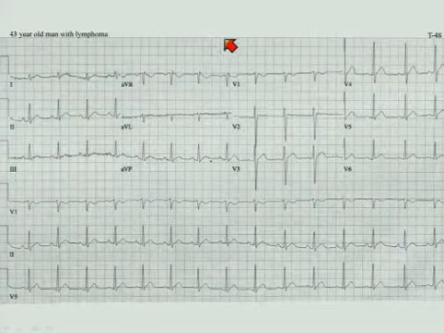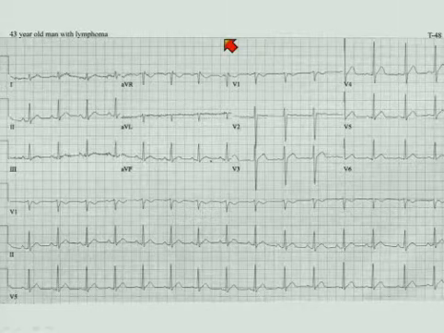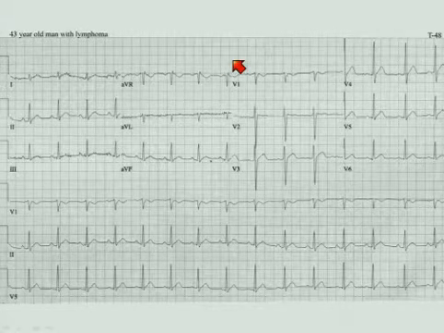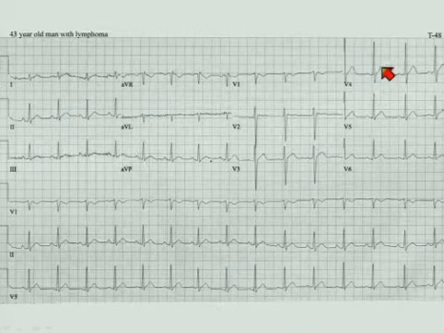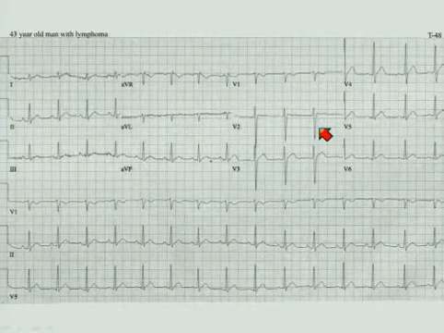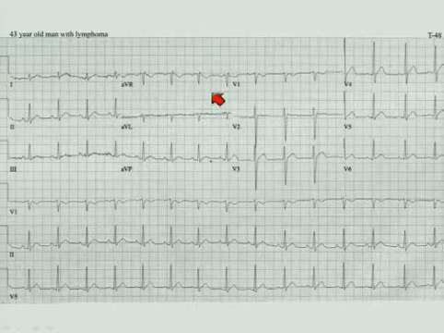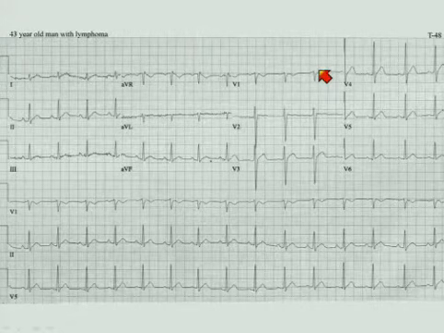Here is a patient with hypercalcemia, a patient with lymphoma, and you'll notice just the opposite. There is no ST segment. You go right from the QRS into the T wave in all of the leads. In fact, this can even simulate a current of injury.